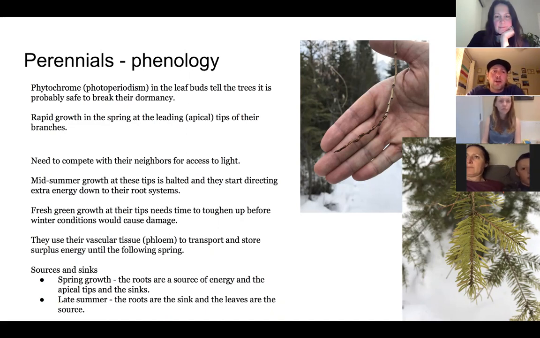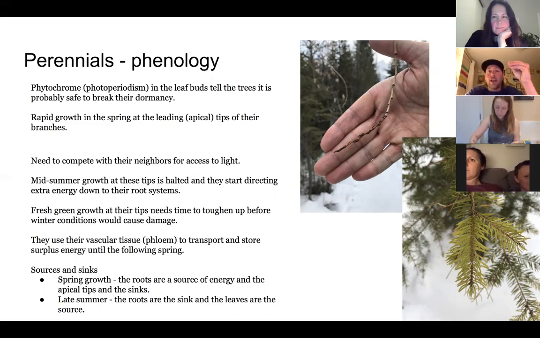So starting off in the spring, when that phytochrome, that photoperiodism, the sensors in the leaf buds, feel that they're getting enough hours of light per day and the nights are getting short enough, that's what triggers that bud breaking and opening. I talked about that last class.